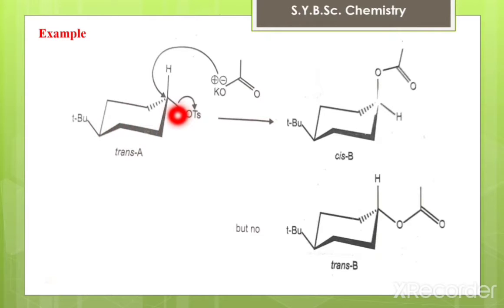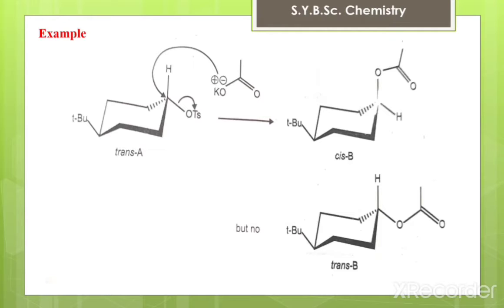In cyclohexane, at the 1,4 position, if both the bonds or groups are equatorial, then it is called the trans tosylate, and we call this compound, mentioned here, trans A. It gives predominantly cyclohexyl tosylate, the formation of cyclohexyl tosylate.